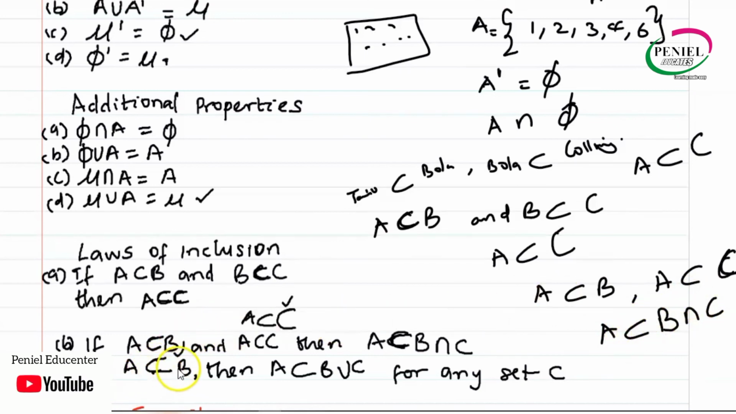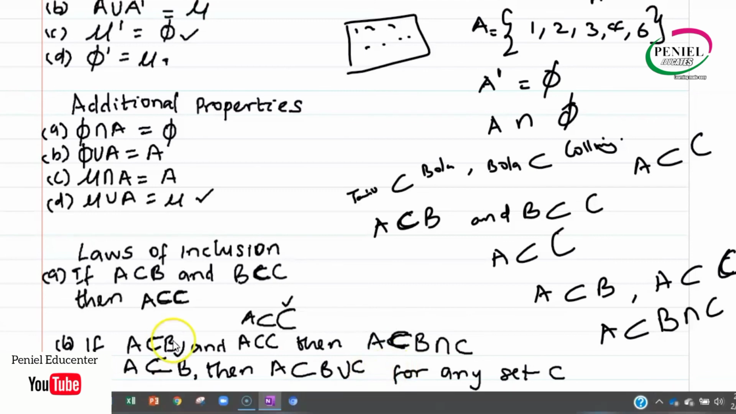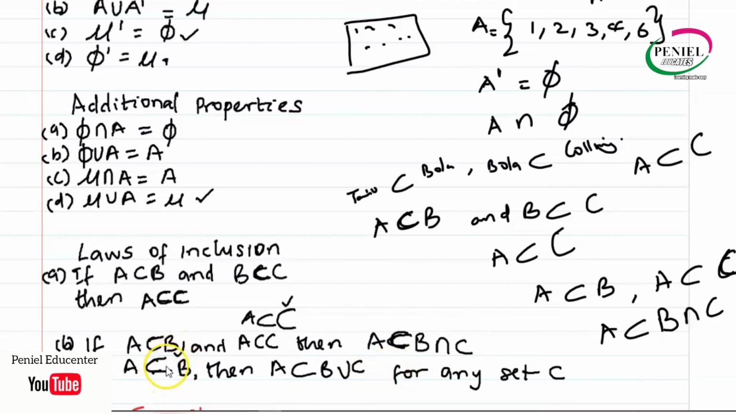So if A is a subset of B, then A is a subset of B union C, for any set C. So that's what we're saying for any set C. We'll say if A is a subset of B, then A is a subset of B union C. Same way, if we have A subset of B, we also have A is a subset of B union C for any set C.